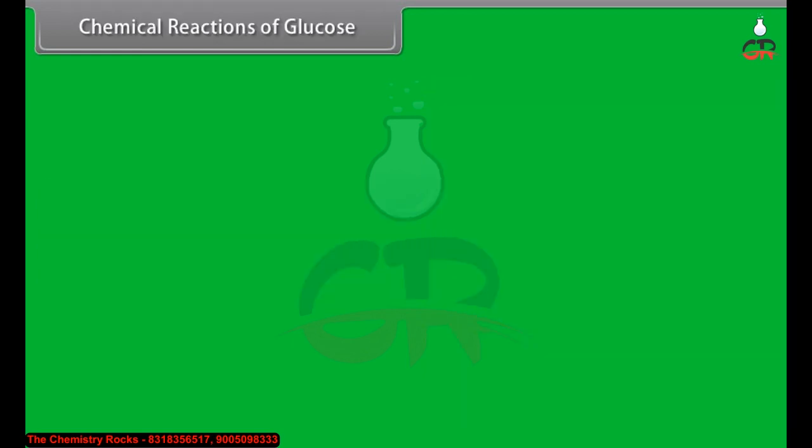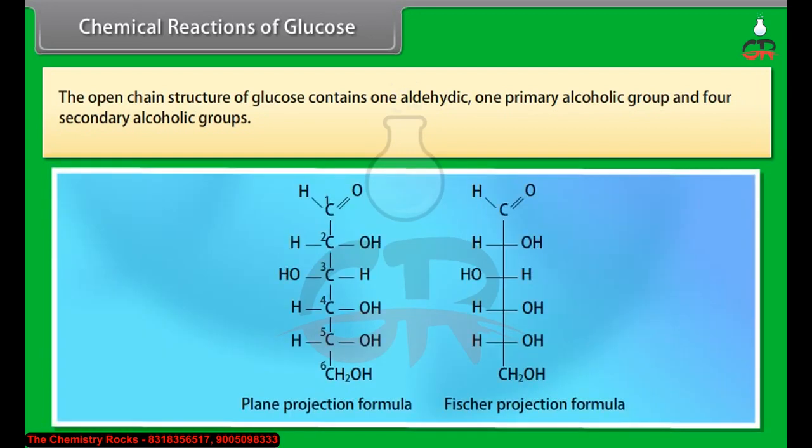Chemical reactions of glucose. The open chain structure of glucose contains 1 aldehydic, 1 primary alcoholic group and 4 secondary alcoholic groups. In Fischer projection, carbon atoms which are at the intersection of the lines are not shown.